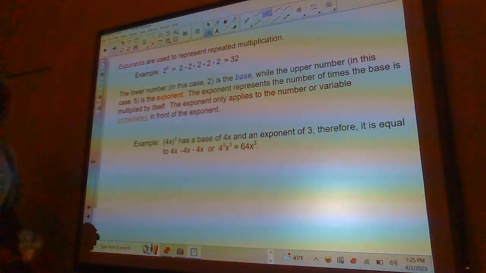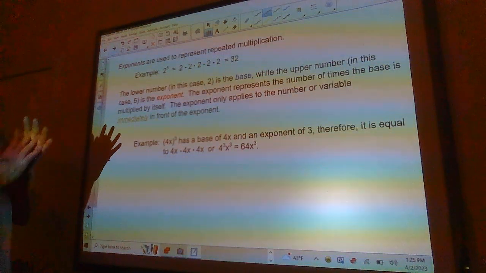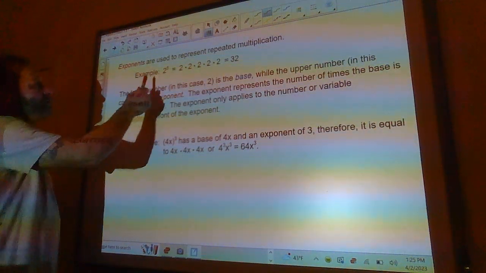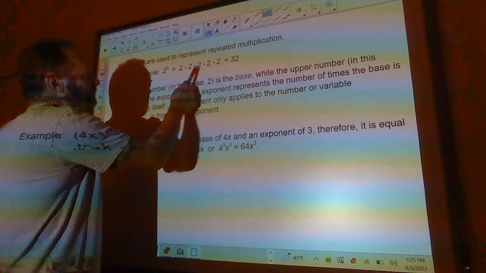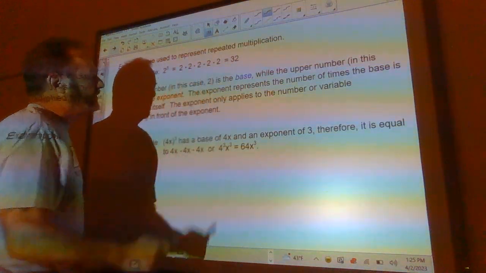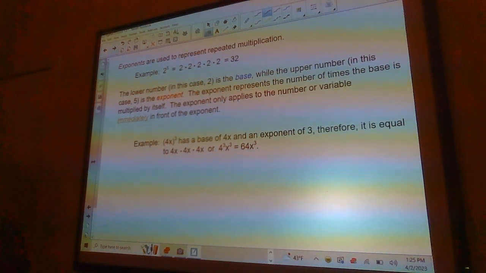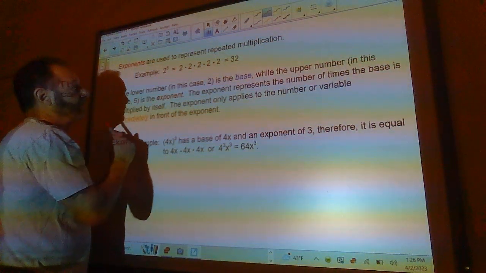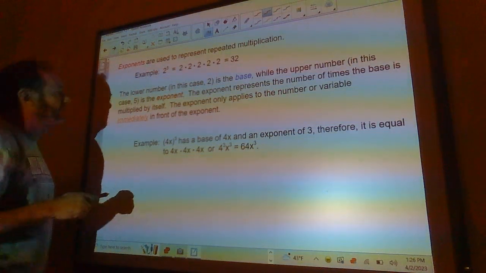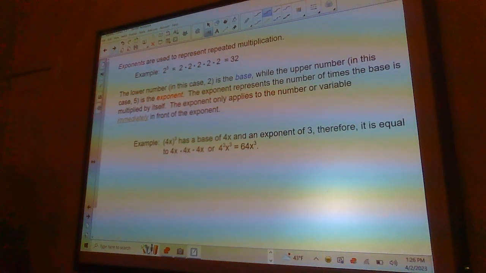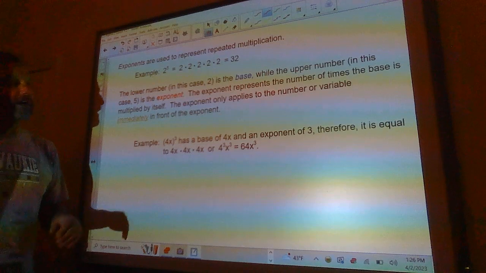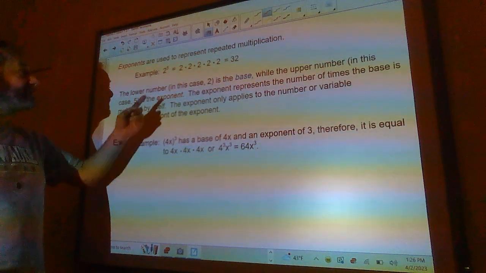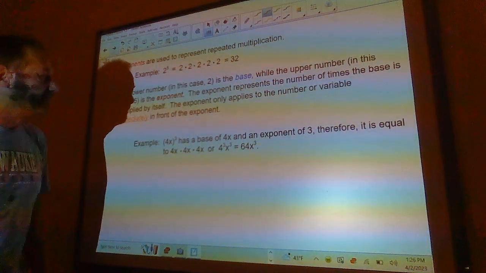All right, exponents. Remember, exponents are used to represent repeated multiplications. So 2 to the 5th power equals 2 times 2 times 2 times 2 times 2, which should be 32. The lower number, in this case the 2, is called the base, while the upper number, in this case 5, is called the exponent. The exponent tells you the number of times that you're going to take the base and multiply it by itself.